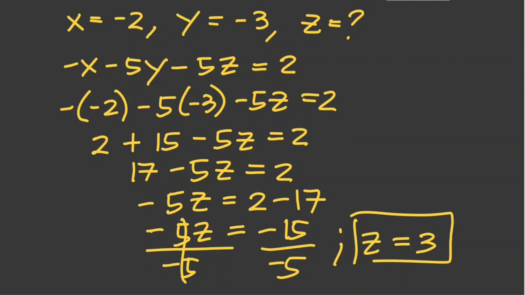So the values of x, y, and z are negative 2, negative 3, and 3.